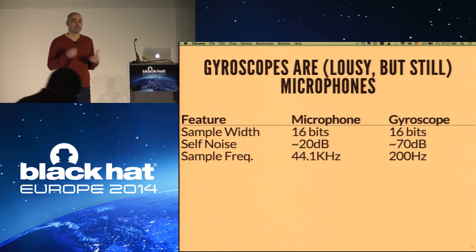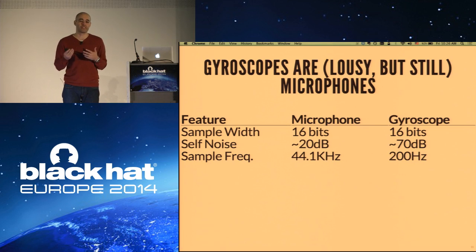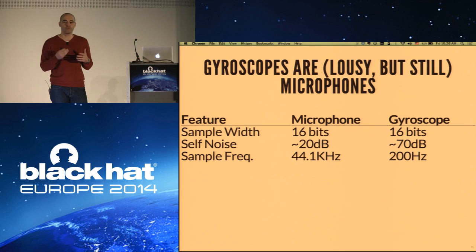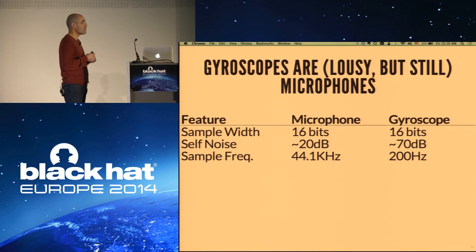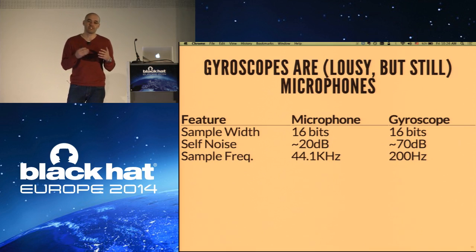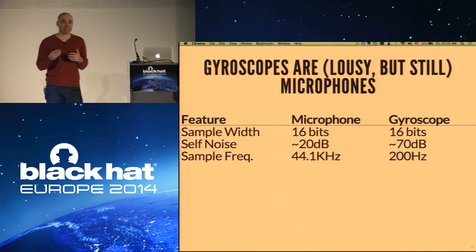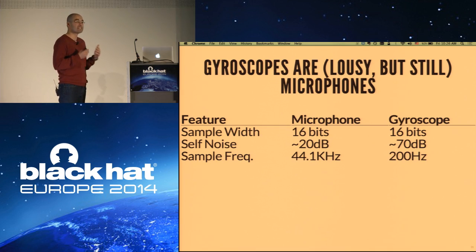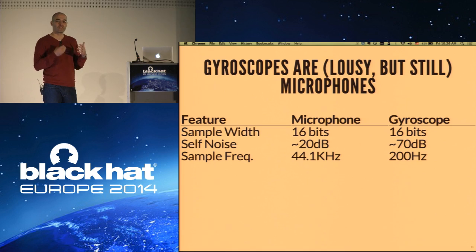Now the self-noise is just the minimum level of sound the gyroscope or the microphone can pick up. For a microphone, the typical value is 20 to 30 decibels, which is quite low. It's roughly comparable to the sound of a quiet room with the air conditioning going. Now, the value for a gyroscope, according to our experiment, is around 60 to 70 decibels, which is roughly comparable to the sound of a loud conversation. This means that a gyroscope can still pick up the sound of a conversation nearby.